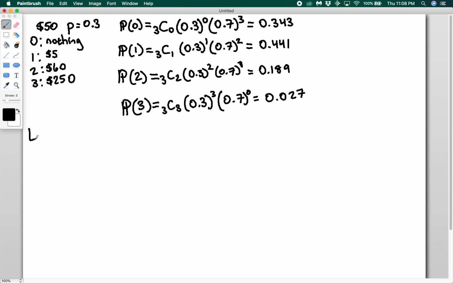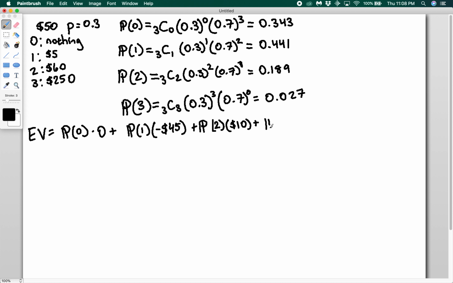So now we can calculate the expected value. The expected value is the probability of getting 0 times the payoff of 0, which is 0, plus the probability of getting 1 times the payoff of 1, which is negative 45. And then plus the probability of getting 2 times the payoff of getting 2, which is $10. Plus the probability of getting all 3 shots in times the payoff, which is $250.